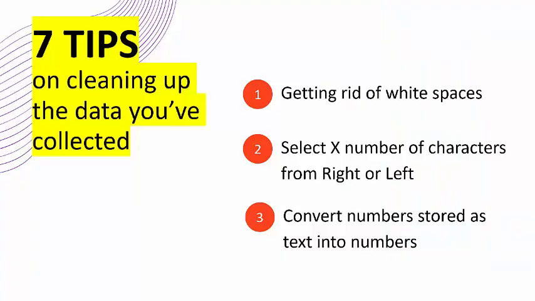Okay, so for this tutorial we're going to break it into small installments, basically 3 installments. In the first installment I'm going to share some tips on cleaning up white spaces and selecting X number of characters, whether from the right or from the left of your data entry, and at the same time converting numbers stored in text into numbers. So what exactly does that mean?